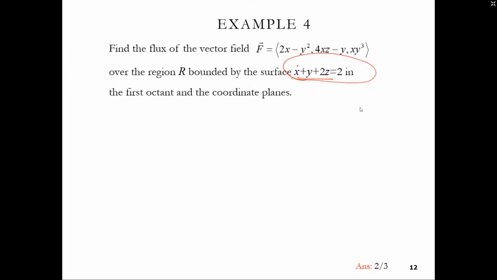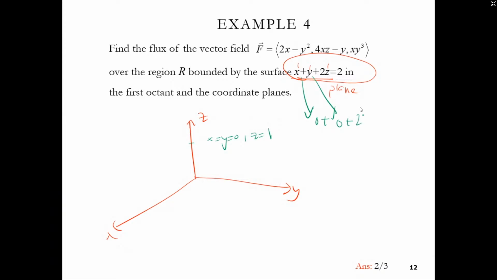If all are power 1, basically they are planes. Plane meaning flat surface. So how to draw it? X, Y, Z. When Z exists, meaning X and Y should be 0. So X, Y are 0, and Z should be 1. Here you put X 0 plus 0 plus 2Z, you get 2. So Z equal to 1. We want to draw this plane.